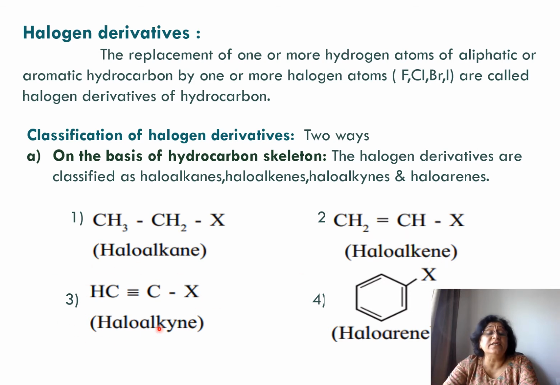Then haloalkynes are obtained from alkynes. Alkynes are aliphatic unsaturated hydrocarbons and their general formula is CnH2n-2. It is obtained by replacing one hydrogen of the alkyne by halogen, so it is haloalkyne. Then haloarenes are the derivatives of aromatic hydrocarbon, obtained by replacing one hydrogen of aromatic hydrocarbon by halogen. So on the basis of hydrocarbon skeleton, they are classified into four categories: haloalkane, haloalkene, haloalkyne and haloarene.